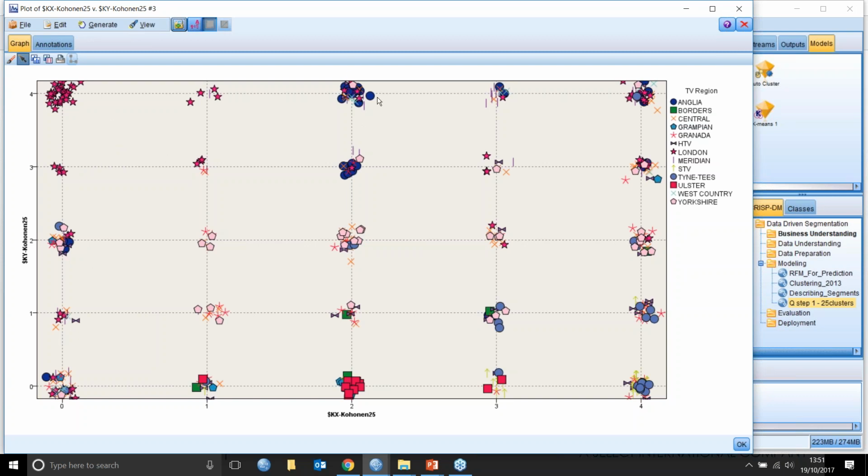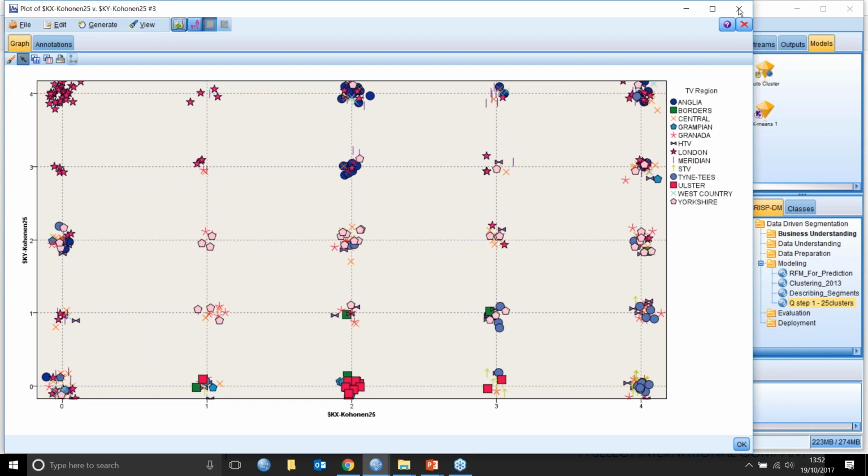Here we get a lot of these blue circles appearing. These are people in Anglia television region and also the Yorkshire region. Down here we see a lot of Yorkshire and Granada TV regions. Down here we're seeing a lot of Northern Ireland, Ulster TV and Grampian. And down here we're seeing a lot of Tyne Tees and Scottish TV, STV, and also Granada. So it's kind of interesting. There's one group in here which is very, very homogenous. I think it might be this one or this one up here.